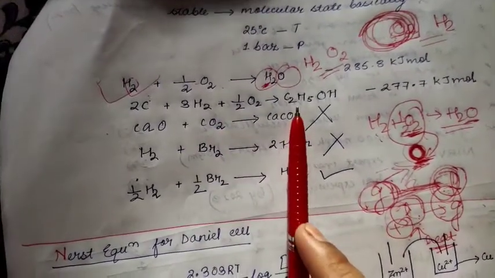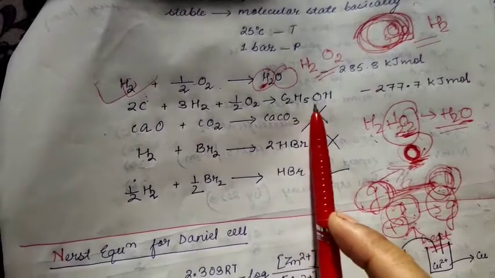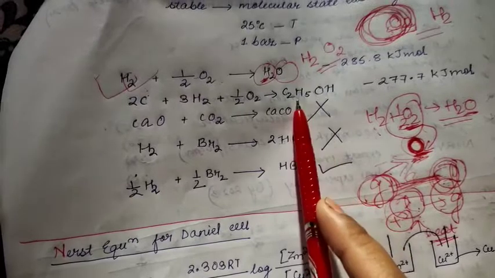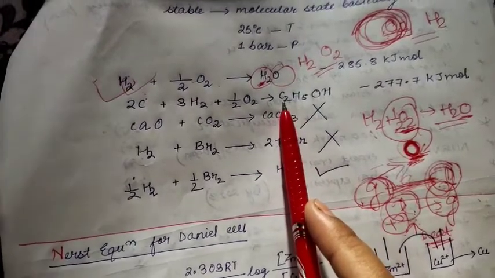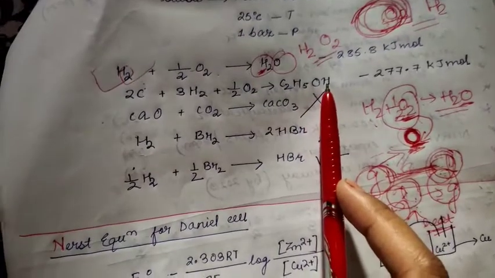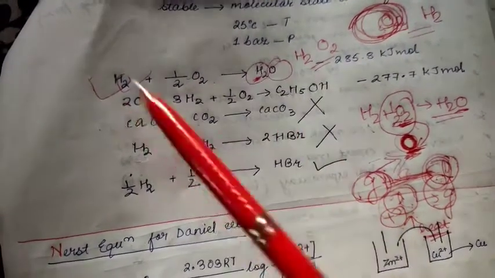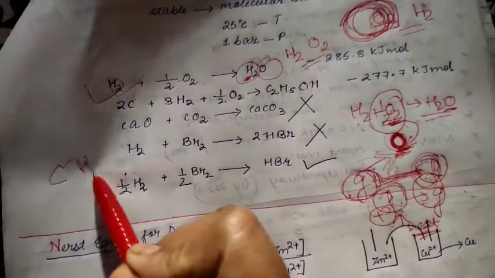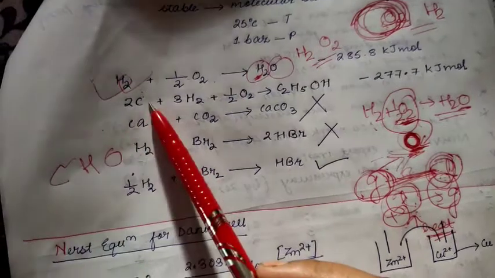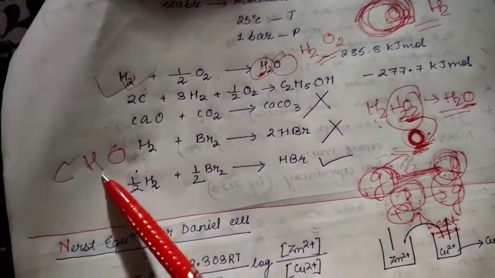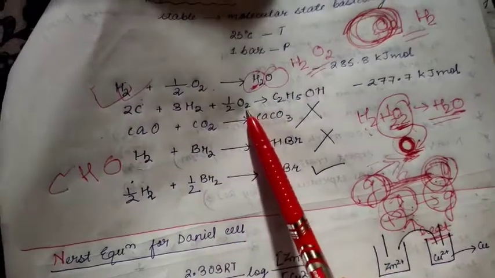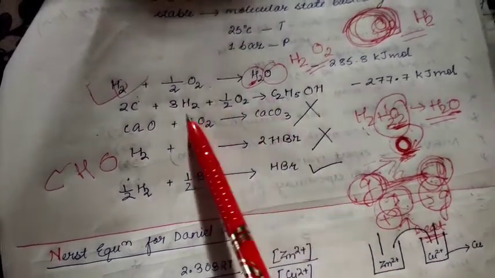Now again you see another example, C2H5OH. So this is ethanol. The elements present are carbon, hydrogen, and oxygen. What is the reference state for carbon? It's carbon only, okay? Graphite. Then for hydrogen, you know, it's H2. For oxygen, it's O2.